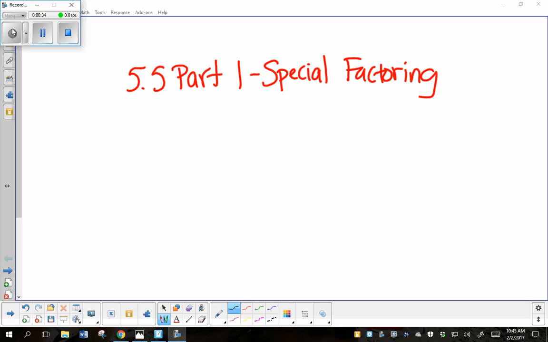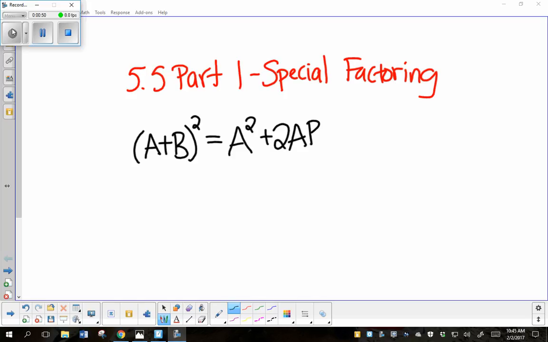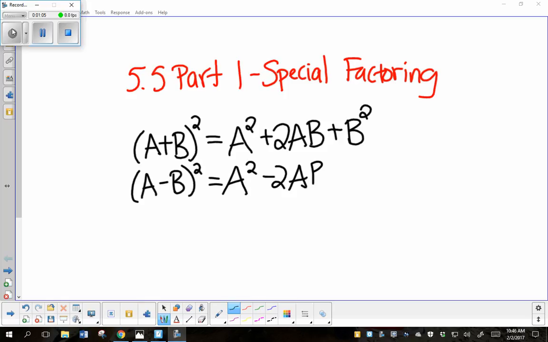So let's remind ourselves that if we have something plus something squared, we know our shortcut: we can just do the first term squared, plus 2 times the two terms, plus the last term squared. Similarly, if we have the same thing but with a subtraction sign in there, the only thing that changes is it's minus 2ab instead of plus 2ab.